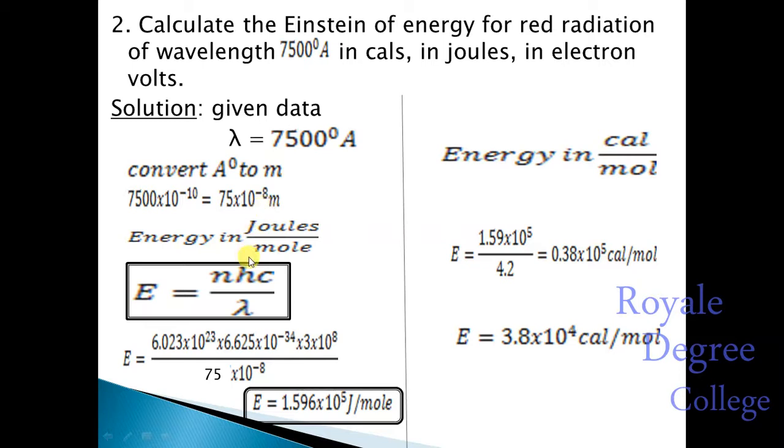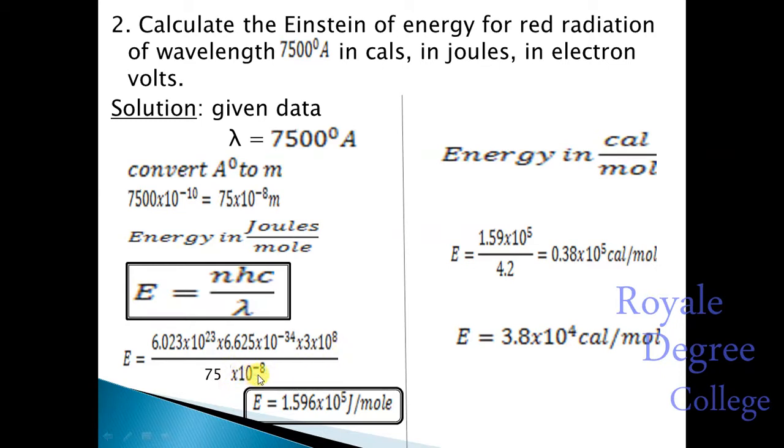Now energy in joules per mole. For that we are using this formula. E is equal to NhC by lambda. N is the Avogadro number, its value is 6.023 into 10 to the power 23, and h is the Planck's constant, its value is 6.625 into 10 to the power minus 34, and C is the velocity of light. All these values you should remember because they are constants. The value of C, the velocity of light, is 3 into 10 to the power 8, divided by lambda.